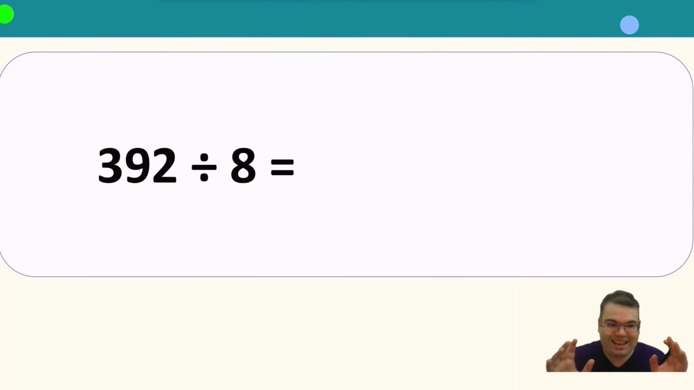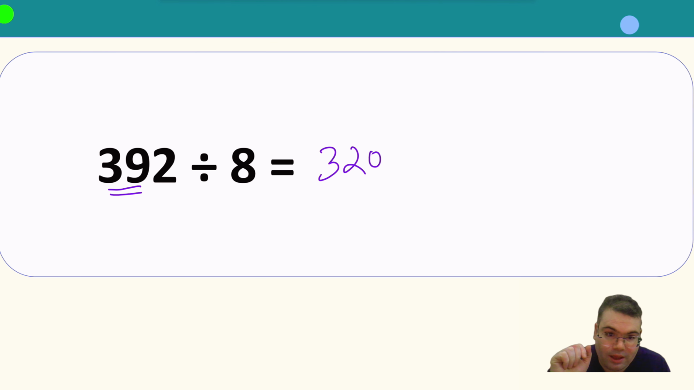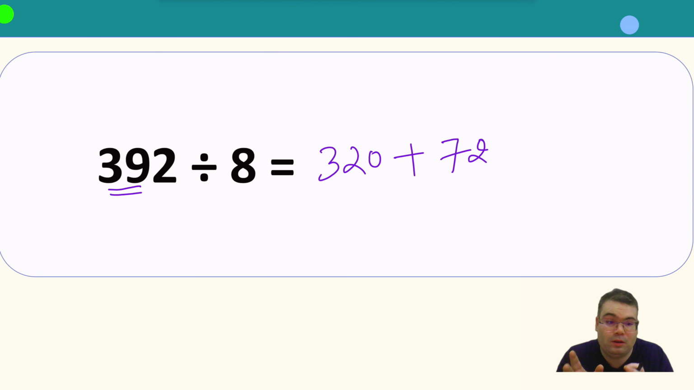So this is the next question. 392 divided by 8. Here we just see 392. Okay, first see that 39 is here. So 8 times 4 is 32, right? So can we break it as 320, right? Now what is left? Plus 72. Why 320? Because we know that 32 is divisible by 8. So 320 will also be divisible by 8, right? It's easiest to break like that.